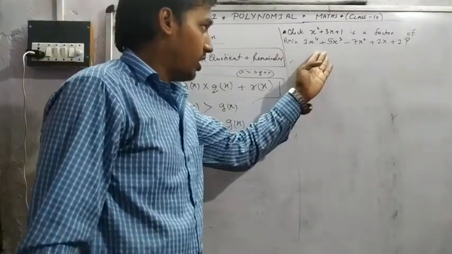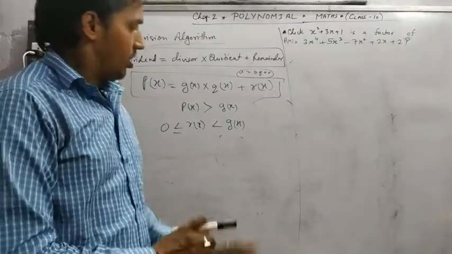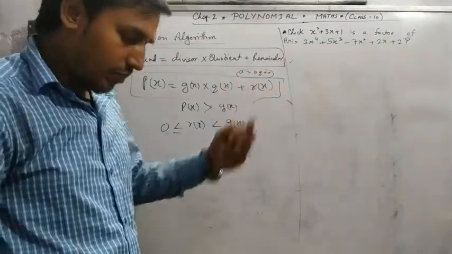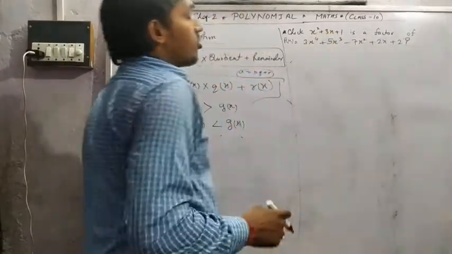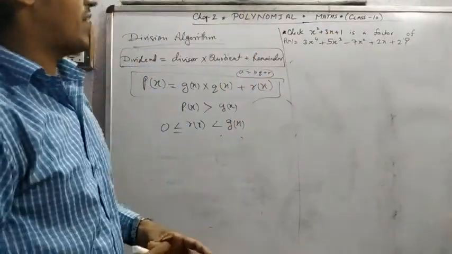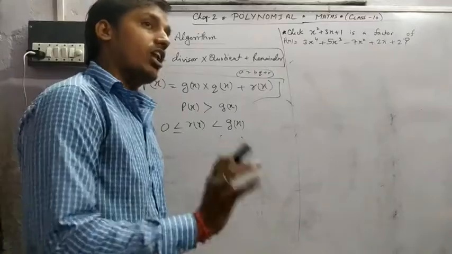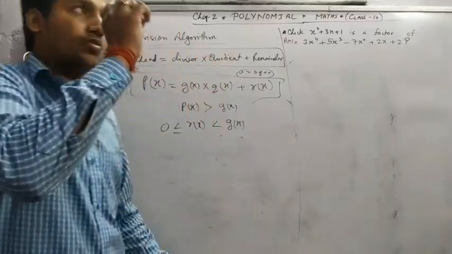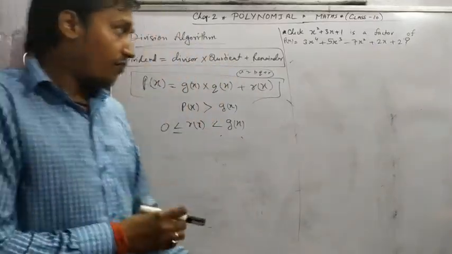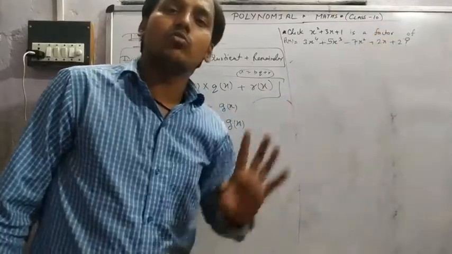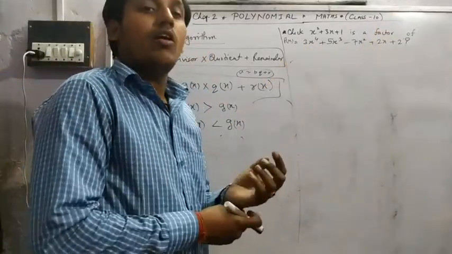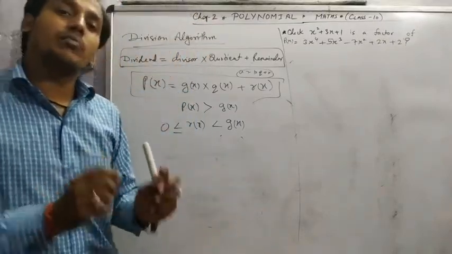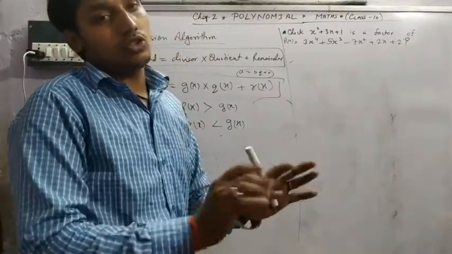Then see this question. We take one more example for the algorithm. Check whether x square plus 3x plus 1 is a factor of this. In class 9 polynomials, you have to remember factor means it gives remainder 0. If the remainder is 0, that means it is a factor. So for proving a factor, we find the remainder and the remainder comes 0.